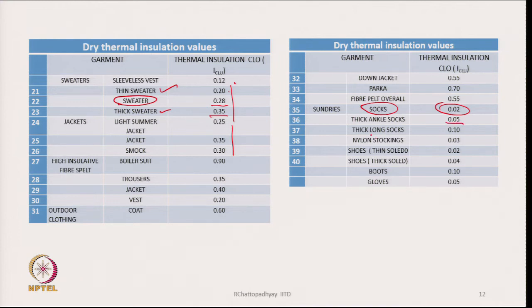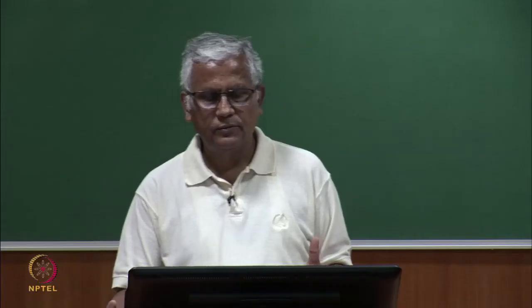Thick ankle socks is this much, thick long socks 0.1, nylon stockings 0.03, shoes thin sole is around 0.02, thick sole is going to be 0.04, boots could be 0.10, gloves could be 0.05. So, these tables will give you some idea, and if you are going to design an ensemble for a person, this data is going to help us to design the ensemble. So, I can pick and choose different types of garments. If I know the individual CLO values, I simply add them together and find out this is the total CLO value.